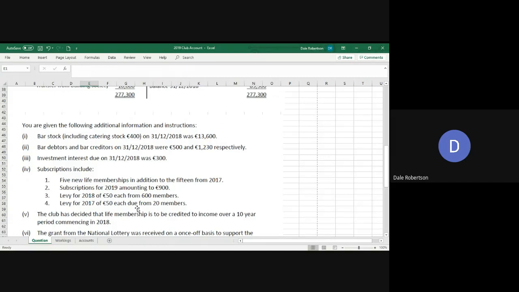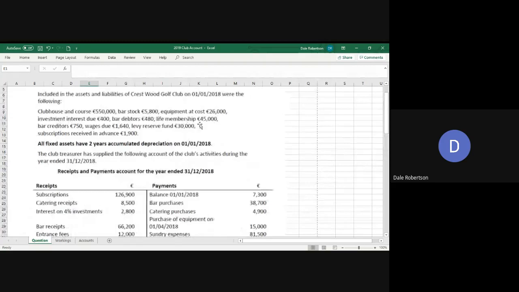Now, they give it to you in a kind of cryptic fashion here, where they say 5 new life memberships in addition to the 15 from last year, from 2017. So if we go to the start of the year in the question, we can see that life memberships are 45,000. Now, note 4 is indicating that that is 15 life memberships, 15 people who have paid life membership. So by a simple division, 45 divided by 15 people, each life membership is 3,000 euro.